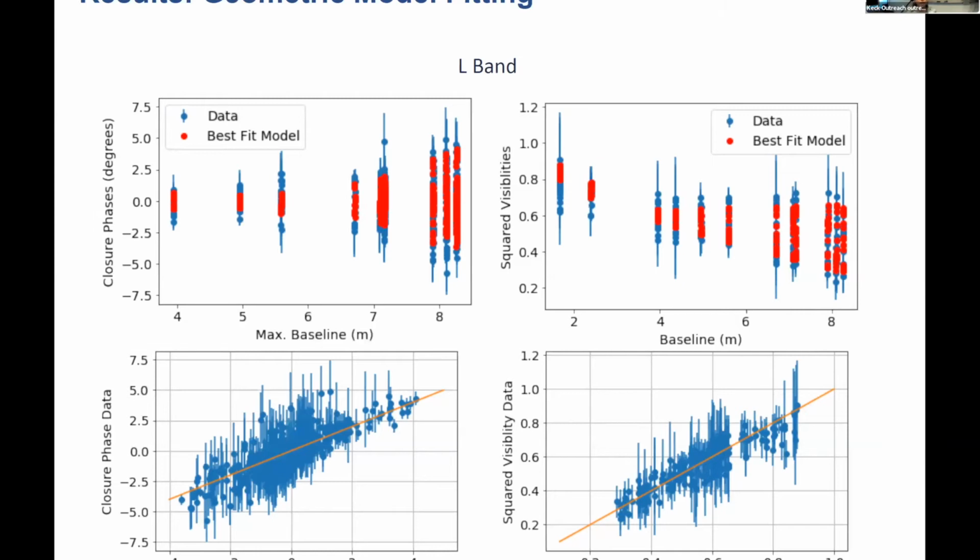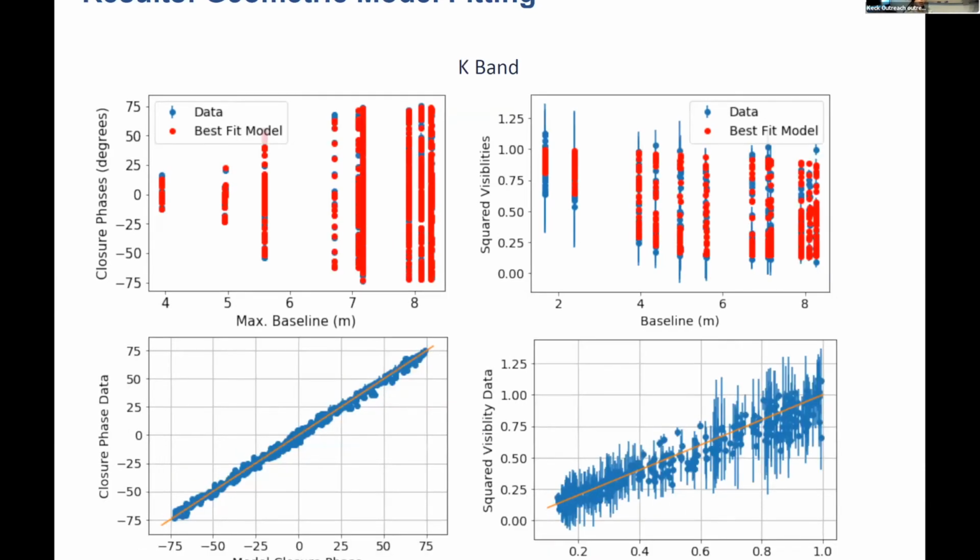We explored a variety of different models to ensure that we had the best fit. We fit just a binary, just a disk, and the binary plus disk to our closure phases, which are shown on the left as a function of maximum baseline in the closing triangle, and the squared visibilities as a function of baseline. We found that the disk plus companion fit had the lowest chi-squared value out of these different models, and the data was best correlated. We show our correlated data against our model, and we show that that's very well correlated.